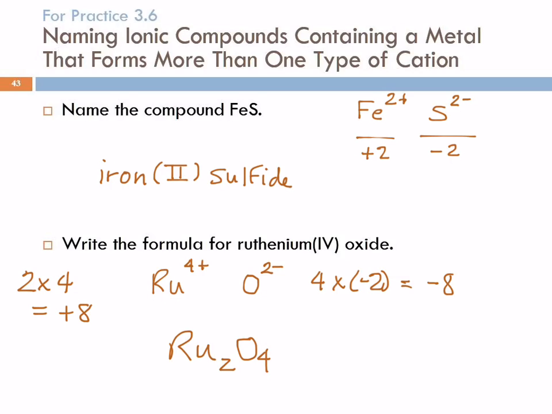What's the little glitch? We need the lowest ratio. When we look at this 2 to 4, that can be reduced. So it's actually RuO2.